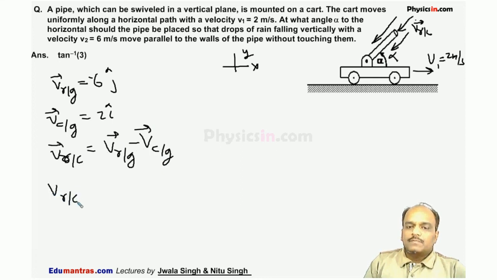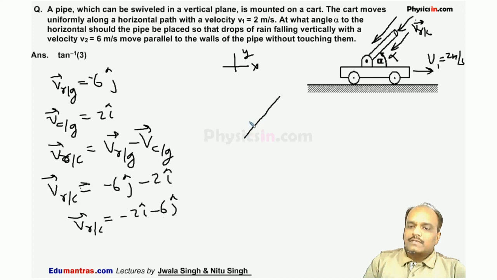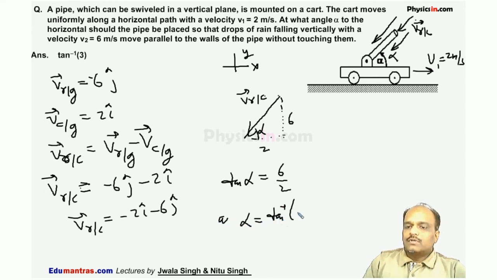Now we know the velocity of rain with respect to cart is the rain with respect to ground, which is minus 6 j cap, minus 2 i cap. So the velocity of rain with respect to cart is minus 2 i cap minus 6 j cap. So rain is falling like this. This is the velocity of rain with respect to cart. So the horizontal component of the rain is 2 and the vertical is 6. If this angle is alpha, I can say tan alpha is equal to 6 by 2, or alpha is equal to tan inverse of 3. This is the answer. We have to mount this pipe at an angle of tan inverse 3.